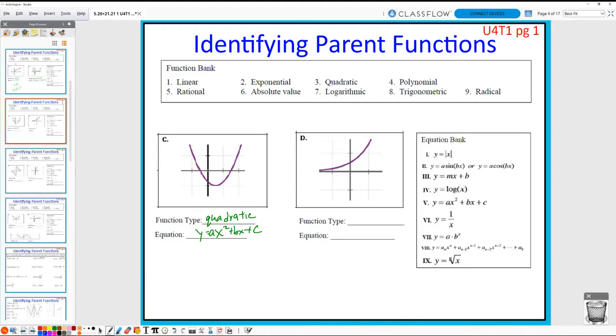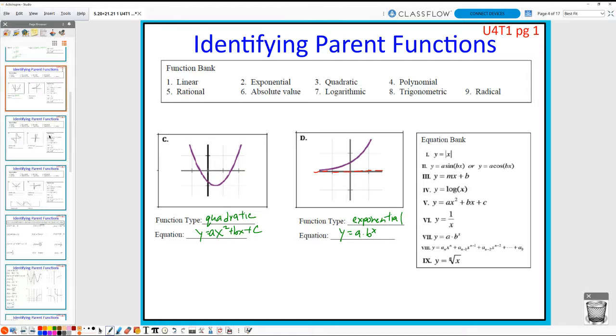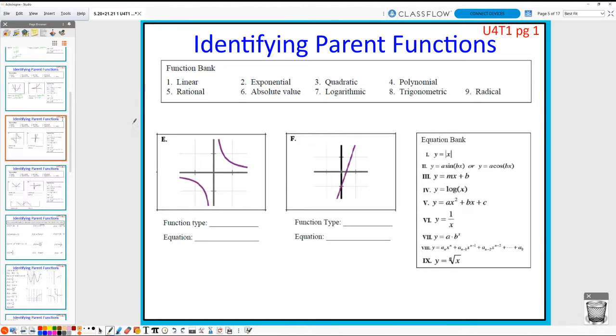This one does have an asymptote going across. It is not drawn for us, but it does have an asymptote. This is my exponential function, where the equation is y is equal to a times b to the x. And we're going to go over all these again at the end, I think, as a summary for parent functions. These are just general shapes.